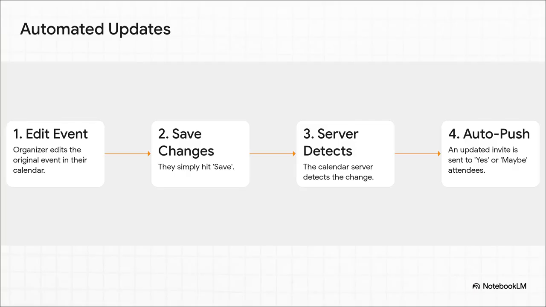But with this system, the whole process is completely automated. All the organizer has to do is go back to that one original event in their own calendar, make the change, maybe update the time or add a new link, and just hit save. The server sees that change and automatically pushes an updated invite to everyone who said yes or maybe. No more manual resends. It's that simple.